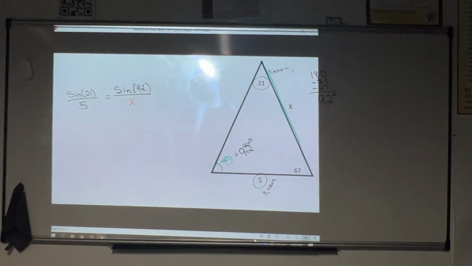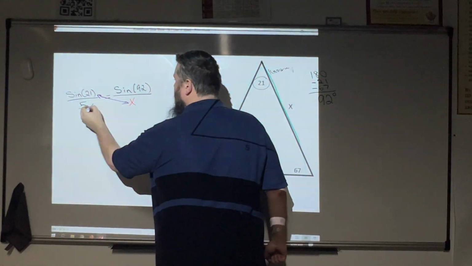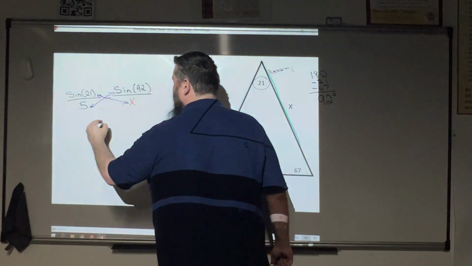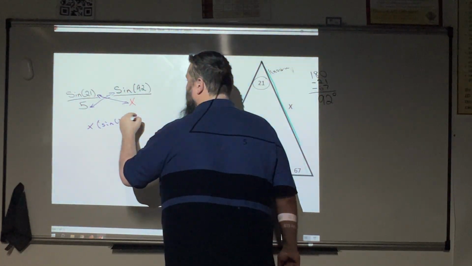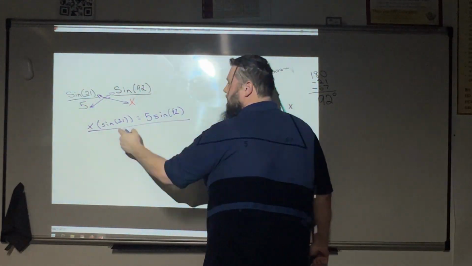Addison, pick somebody to tell me how do we handle multiplication when there's an equal sign between my fractions. How would you proceed from here? What would you do? Perfect. Answered the question that I asked you and confused you with. So what I was asking is how do we multiply when there's an equal sign between two fractions? We cross multiply. So this means I now have x times sine 21 is equal to 5 times sine 92. And now I can divide both sides by sine 21.